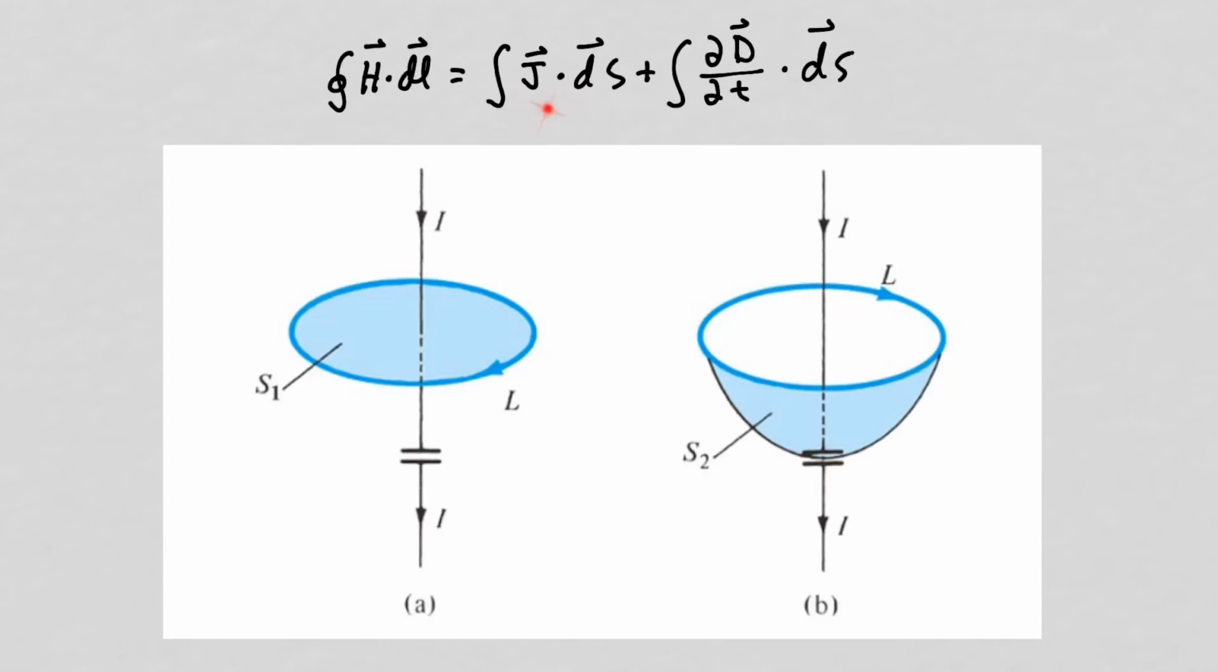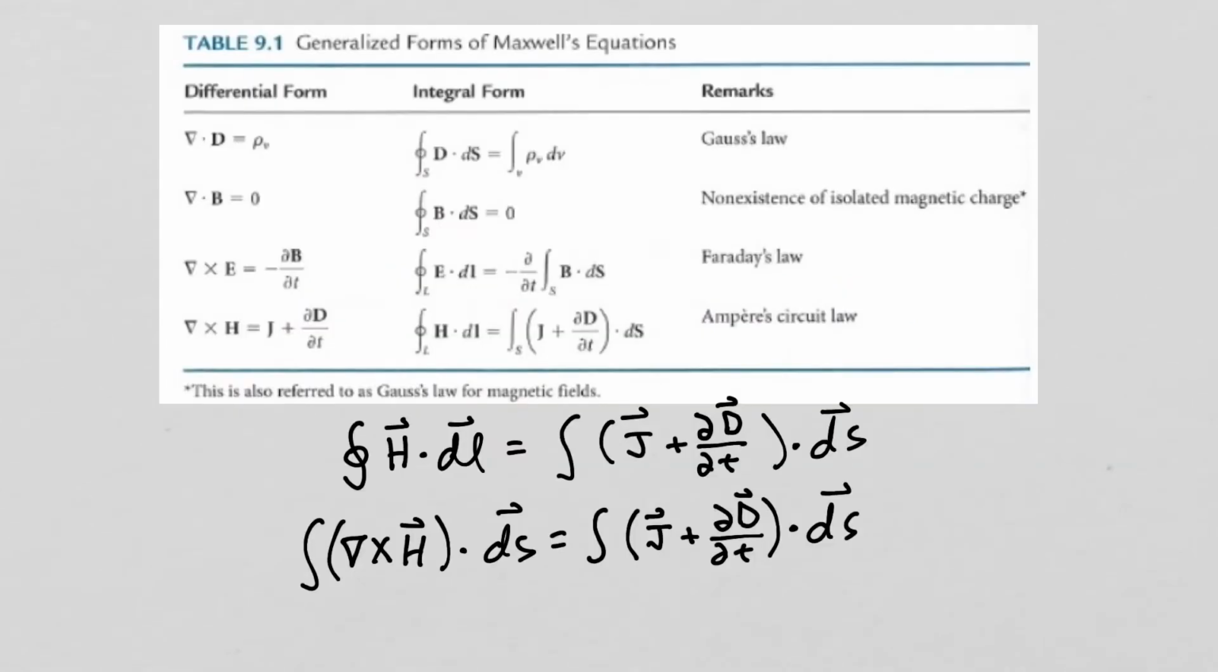this first term will be 0, and the contribution will all come from the summation of the displacement current density through the capacitor. If we take Ampere's circuital law in integral form and on the left-hand side rewrite it using Stokes' theorem, we can see the point form of Ampere's circuital law is the curl of H is equal to the free current density plus the displacement current density. So here we finally have the complete set of Maxwell's equations.